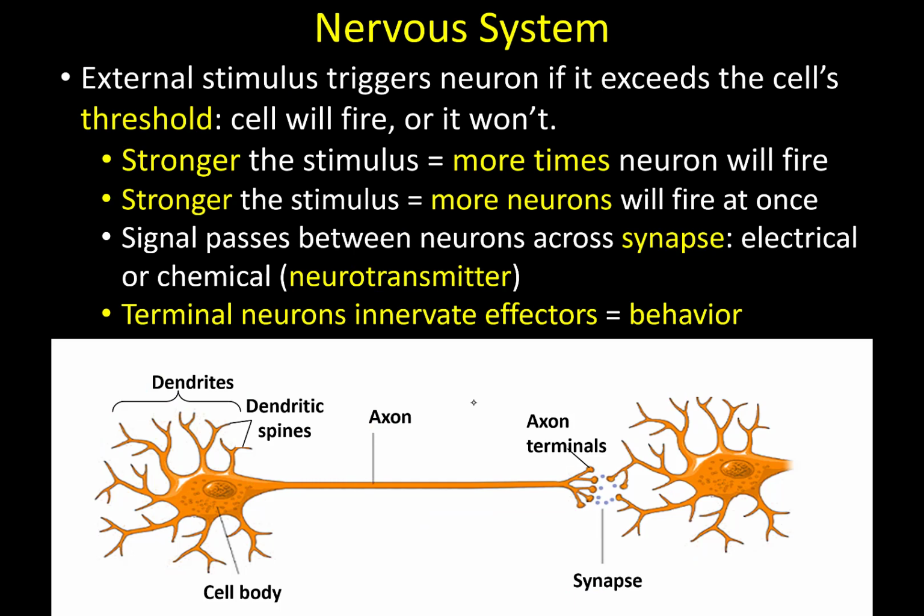Here's how a neuron works. An external stimulus will trigger a neuron, but only if it exceeds that neuron's threshold. These neurons are sensitive, but only past a certain point. They're a little bit binary in their function. Either the cell will fire or it won't. There's no such thing as a faint signal from a neuron.